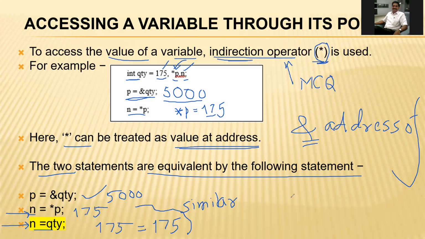I cannot write exactly with this pen, or we can write on this screen. So n is equal to star p and n is equal to quantity are the same, or you can say they are equivalent. Both hold the value 175.